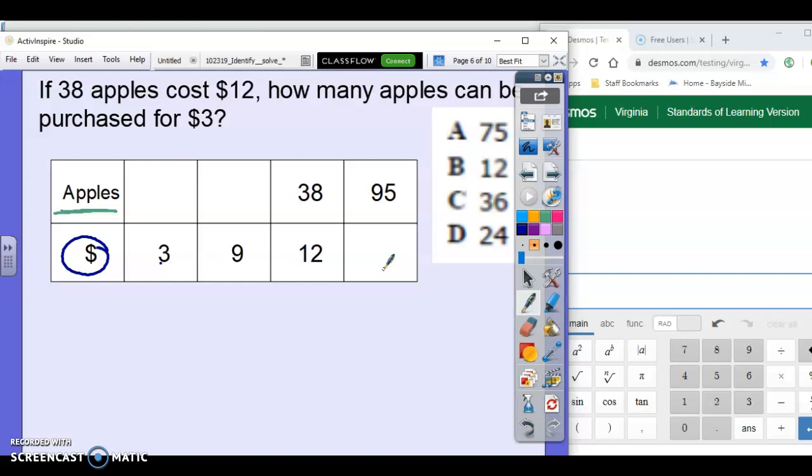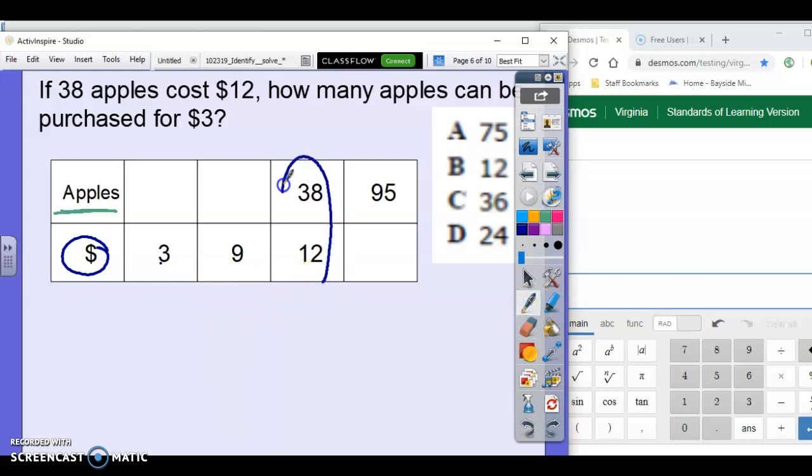So which one do we want to start with? Let's look right here, these two. Go ahead and let's solve this. So how do I go from 9 to 12? Would that be the easiest way to go? I don't think that's the easiest way. So let's try another method.